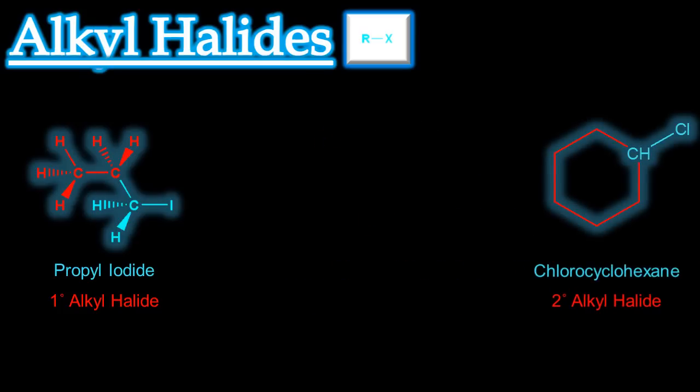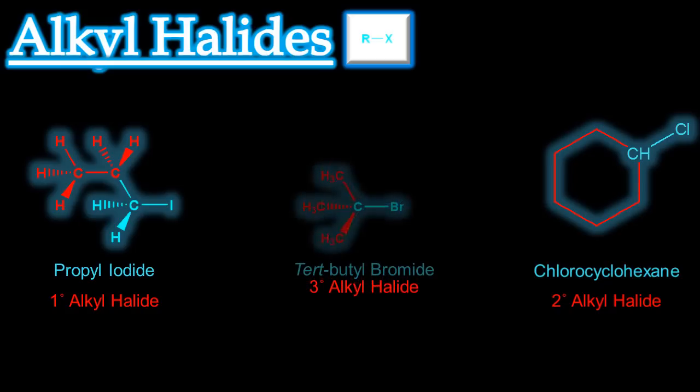This pattern continues: if all three hydrogens of methyl halide are replaced with a carbon group, then a tertiary alkyl halide results. Tert-butyl bromide is an example of a tertiary alkyl halide and features 4 carbons, 3 of which are methyl groups attached to the carbon, and it utilizes a bromine as its halogen.